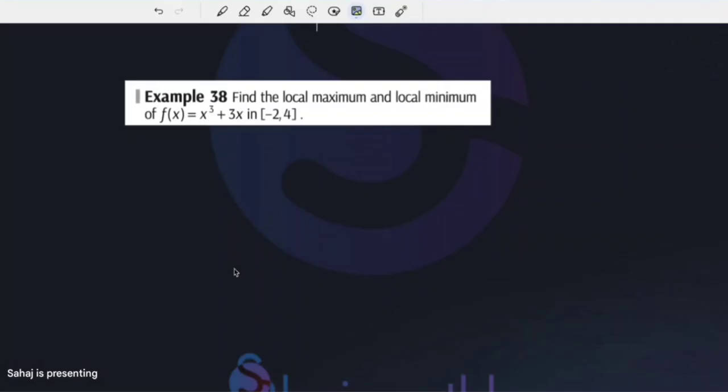So the points are minus 12 and 24. How come? Because I did double differentiation, so it comes out to be 6x. So I just inserted the values between them, minus 2 and 4. So one of them is a minima, another is the maxima. So 24 is minima and minus 12 is maxima.